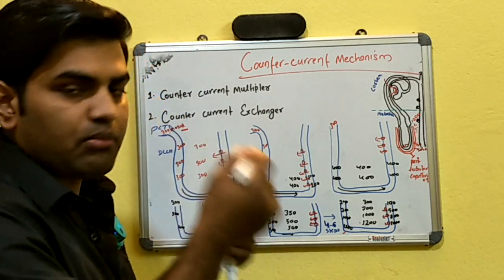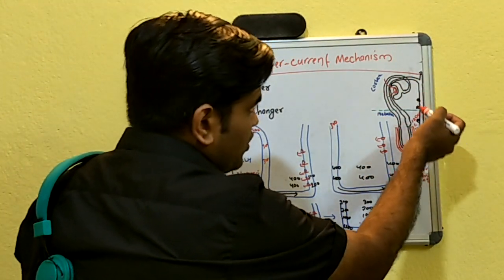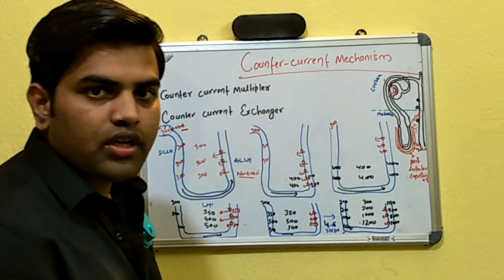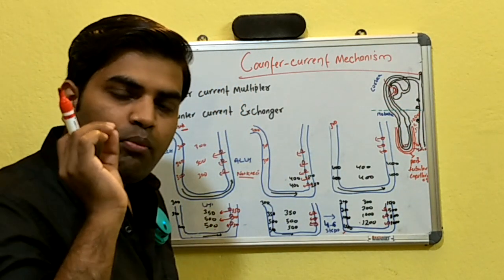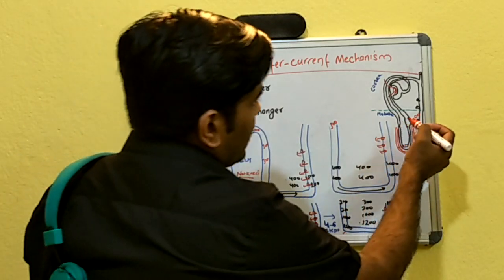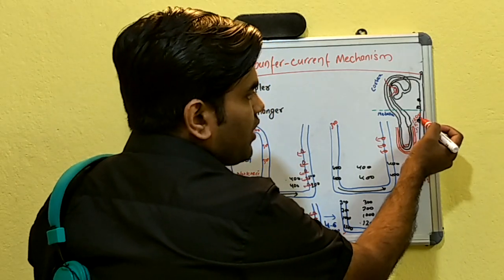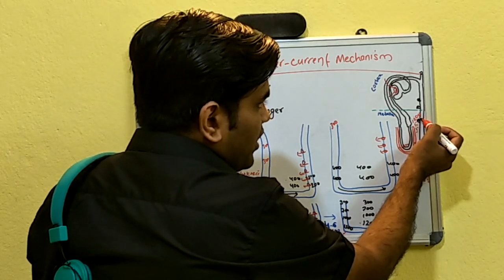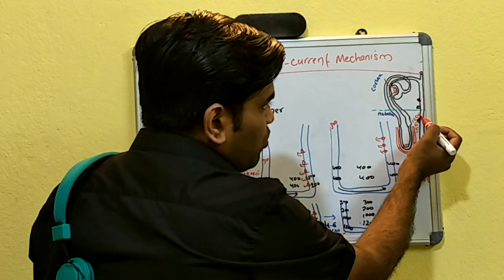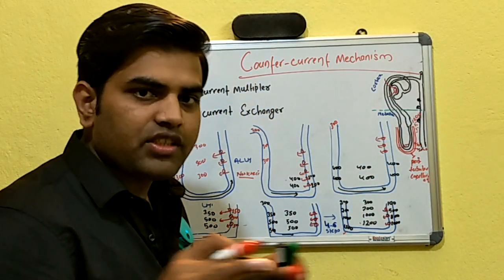But if ADH comes, then it will act on the distal convoluted tubule and collecting ducts and creates the aquaporin, that is water channel, and through the water channel, now what happens? Again there is a high concentration of solute. This medullary concentration is very high. So the water content, if it remains here, will get absorbed and they will make the equilibrium, because now the water channel is present and water will make its equilibrium.